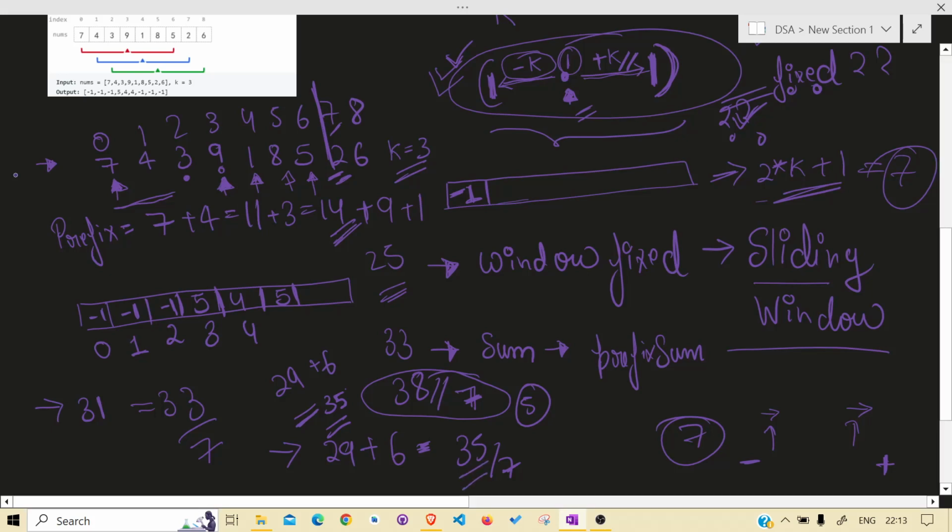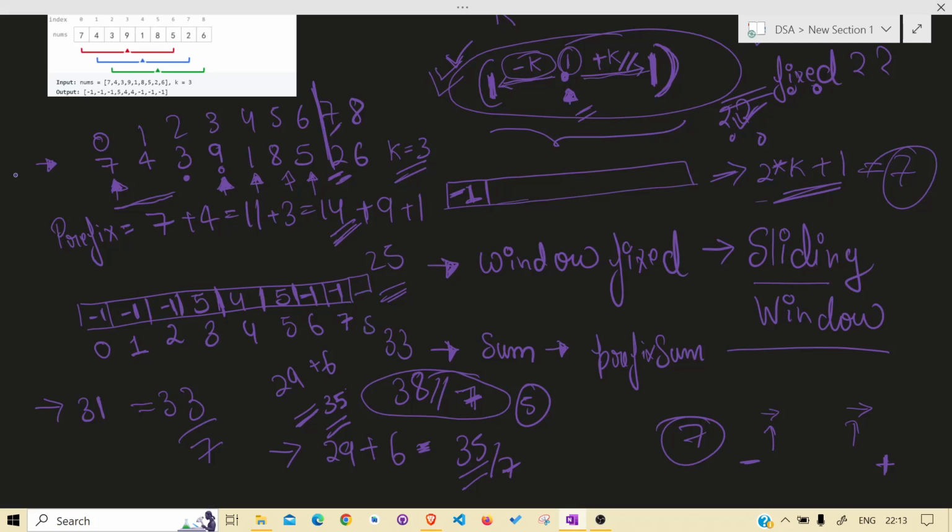It's 5. In all the other places, it will be minus 1, 5, 6, 7. So there will be an 8, because they are not 2k plus 1 size windows. Why are we getting 5 over here? It is not matching with our answer till now.